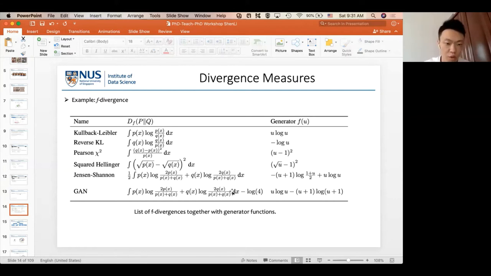Later on, we will show that GAN, the well-known generative model if you have ever heard of it, is actually minimizing a divergence like this. This means that the specific form of f of u will look like this. The same thing goes with the Jensen-Shannon divergence. The main idea is that different generators will lead us to different divergences.